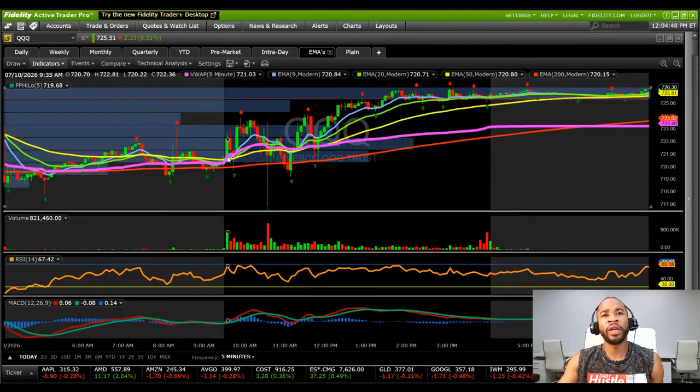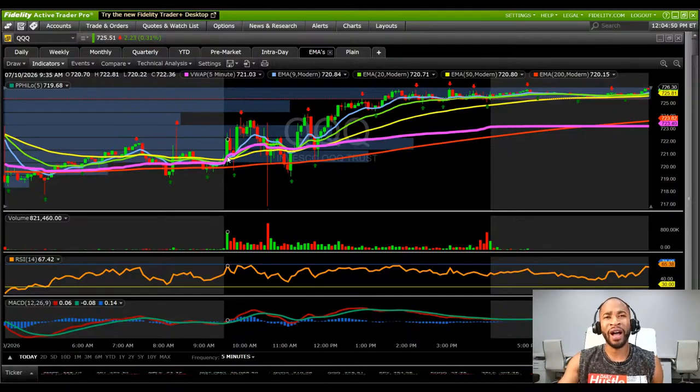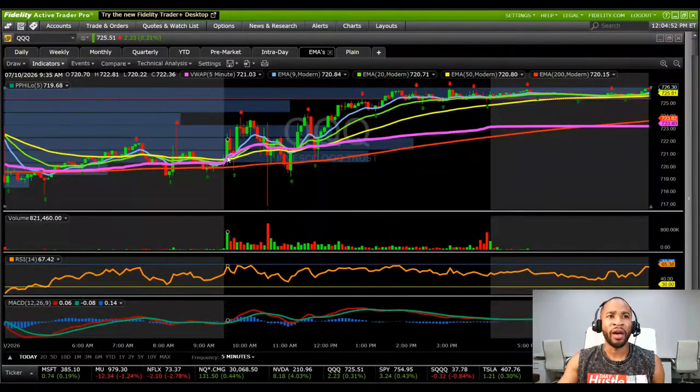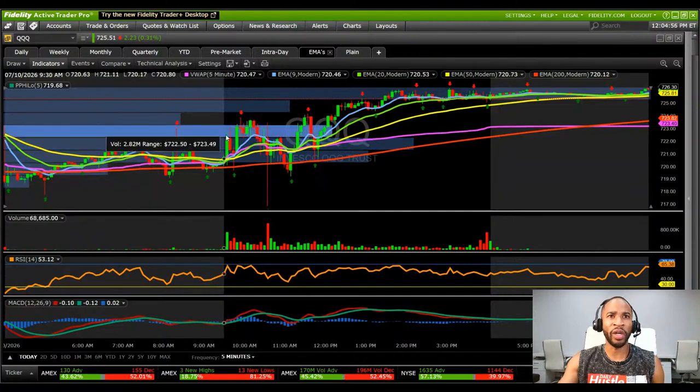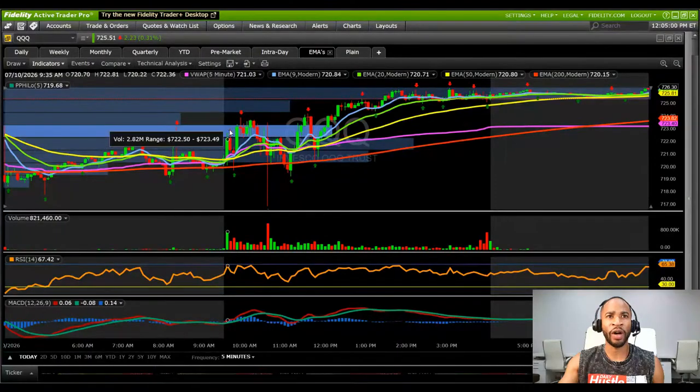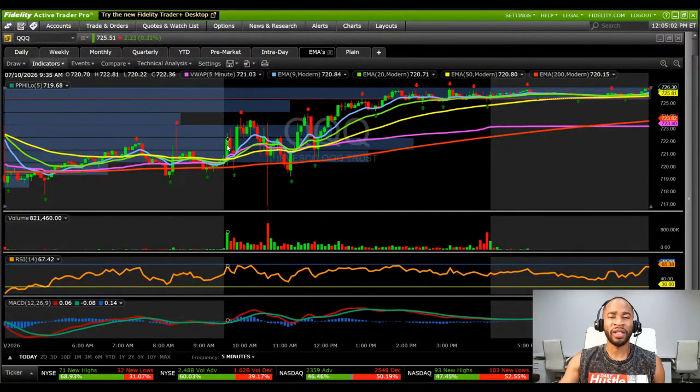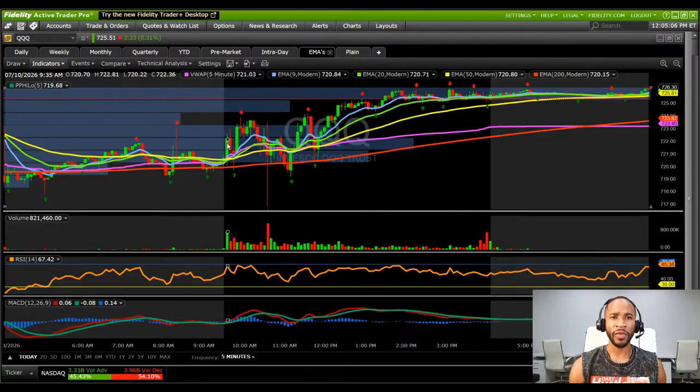Now, if we're looking at the chart, we had some high volume on the open, 821,000 worth of buys. But once we reached this level up here, this volume profile zone level, we started to get a rejection. So we started to reject the resistance from the previous day.